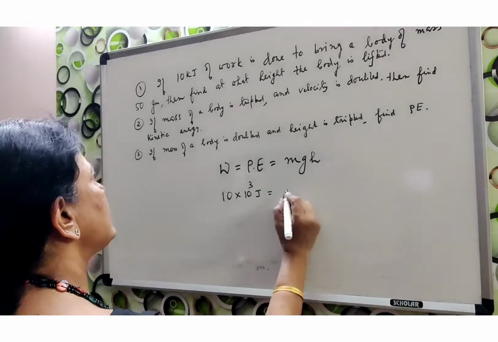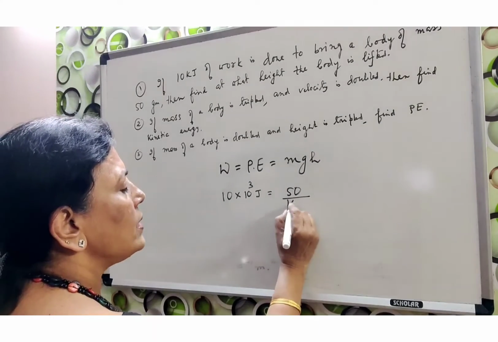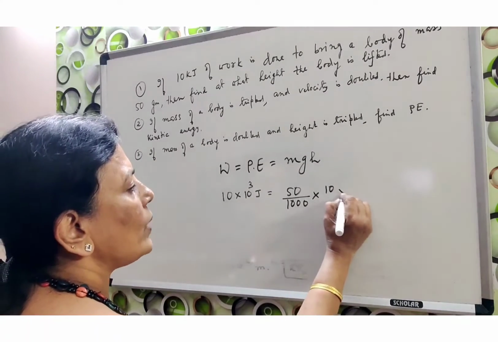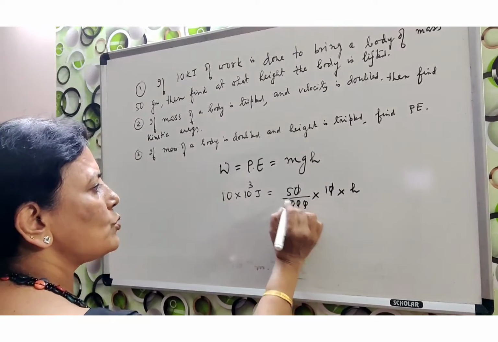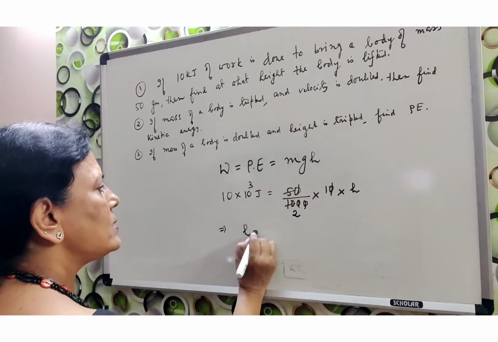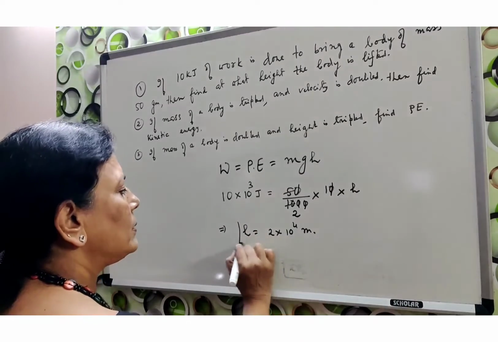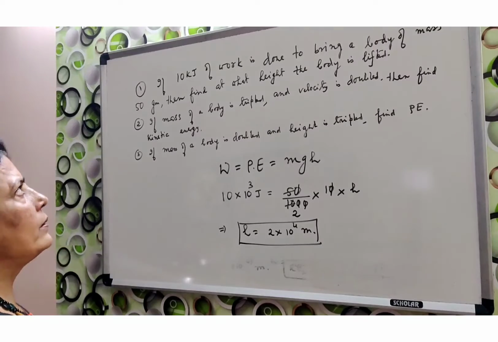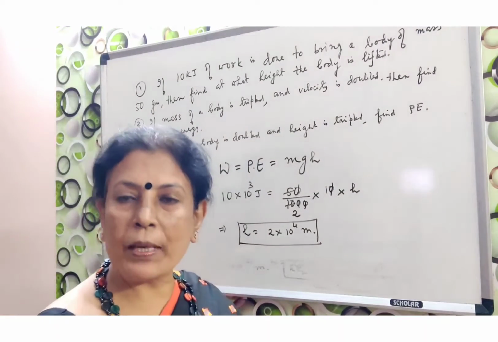So this should be equal to mass. Mass is 50 gram, which should be converted into kg. So 50 by 1000 kg into g, which is 10 meter per second square, into height, which is to be found out. The zeros will cancel, and 5 twos are 10. That implies h is equal to 2 into 10 to the power 4 meter. So the body should be lifted to 2 into 10 to the power 4 meter when 10 kilojoule of work is done. Next, problem number 2.